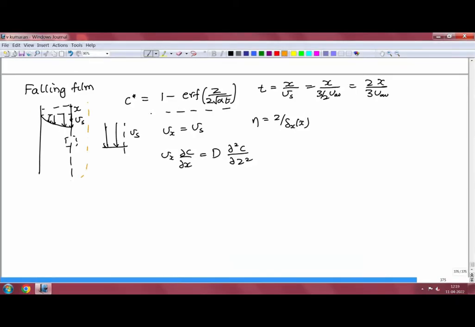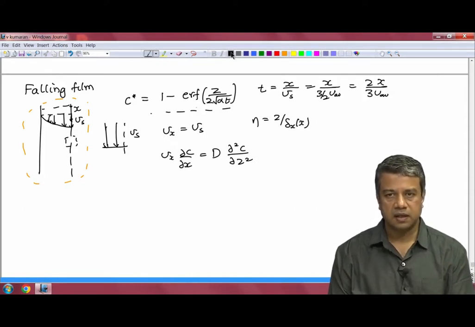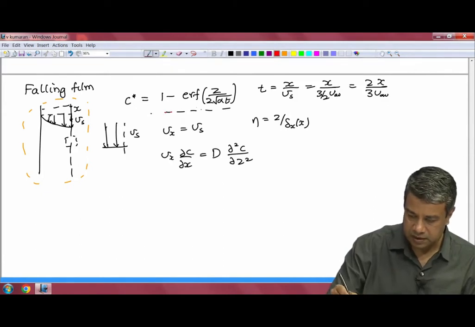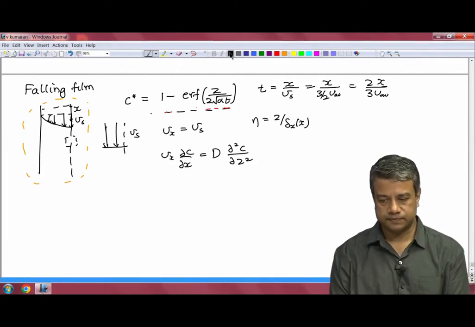We had solved this problem by drawing an analogy between the concentration field in a falling film in which the surface is moving at a constant velocity v s, and that for the unsteady evolution of the concentration profile when there is a step change in the concentration applied at the surface. And we had got this error function solution, and using that we had calculated the correlation for the Sherwood number in that case.